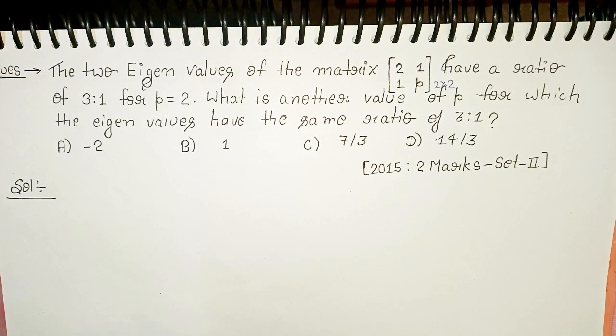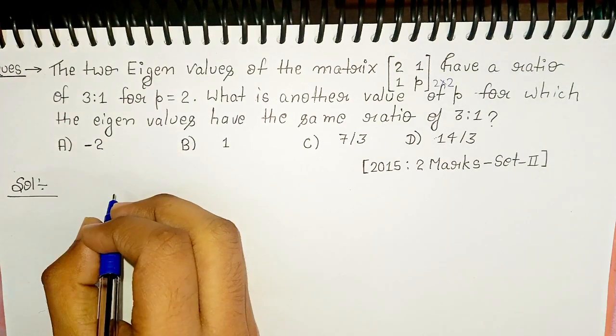Please try to understand that the ratio is 3/1, not that one eigenvalue is 3 and the other is 1. The ratio is 3/1. Eigenvalues can be anything, they will be multiples of 3/1, but the ratio after cutting is 3/1. So we have to find that second value of p for which the ratio will remain the same, 3/1. Okay, so how to proceed?